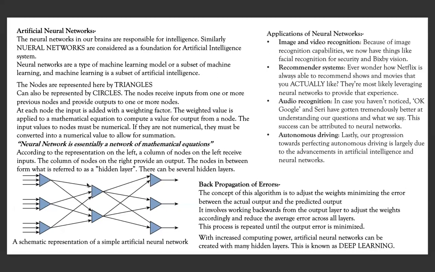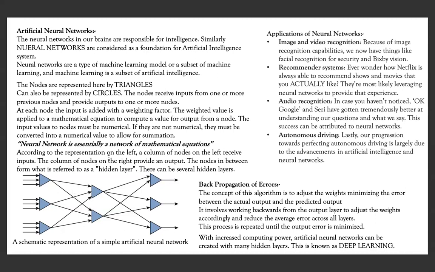So basically at each node, the inputs are combined with a weighting factor. The weighting factor is applied to a mathematical equation, generating an output, and this output is an input for other nodes in other layers. So you can basically say that a neural network is essentially a network of mathematical equations. We have a mathematical equation here, here, here, and there are different mathematical equations at different levels and different nodes.